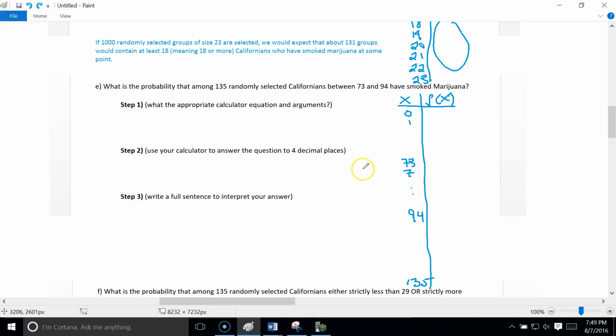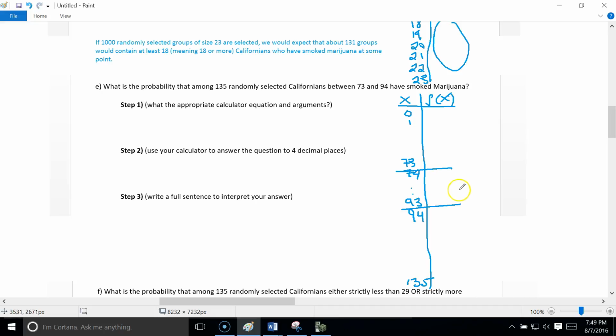Really want the values starting at 74, all the way up to and including the value of 93. So these are the ones we want, from 74 to 93.